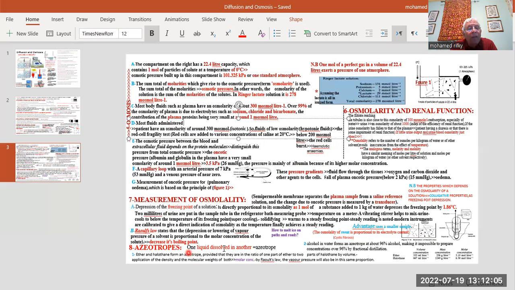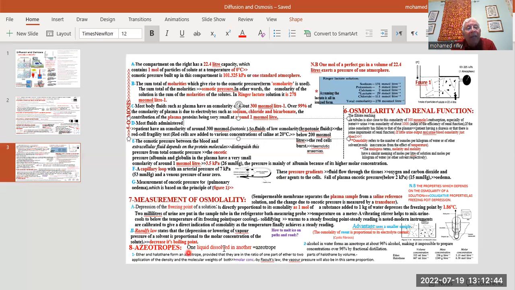Azeotropes are a situation where I mix two liquids, suppose ether and halothane, or water and alcohol. We mix them based on density and molecular weight. So we put one mole of halothane with 2 moles of ether to create an azeotrope. This azeotrope has a special boiling point.